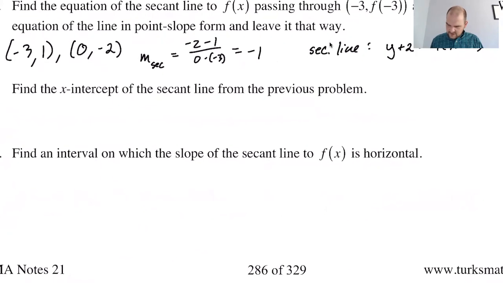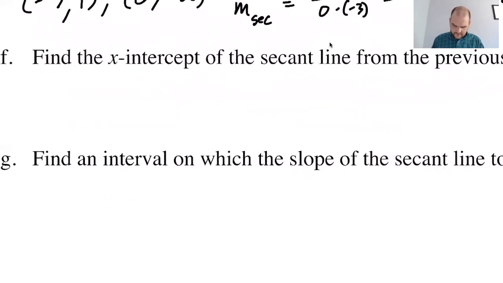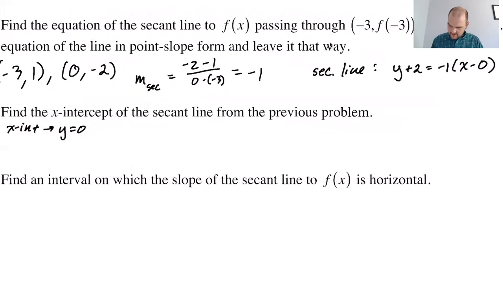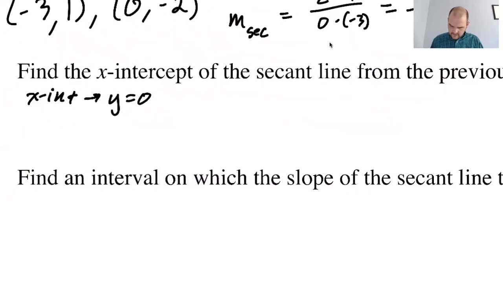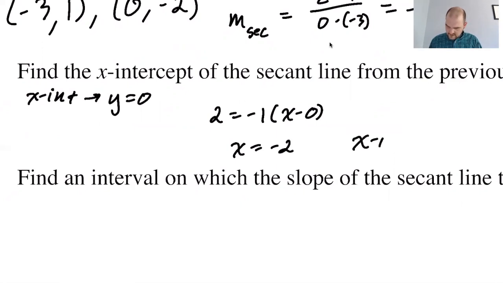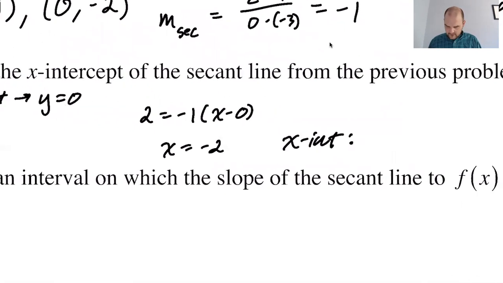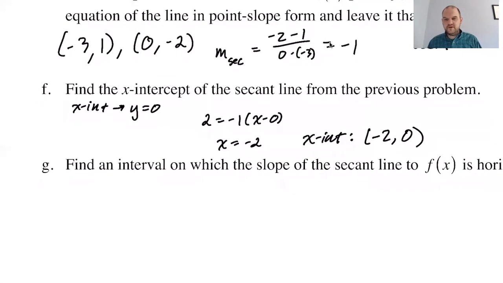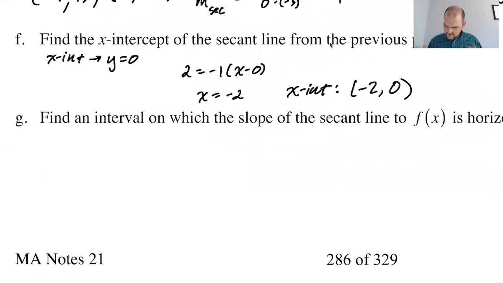So x-intercept means that y equals 0, in case you don't remember. So if y equals 0, we're basically dealing with 2 equals -1, the quantity x minus 0. So x equals -2. So the x-intercept, because it's an ordered pair, is (-2, 0). You can do it. There we go. I tried like 4 times to put a 0 there and it wouldn't go. All right, that's pretty good.